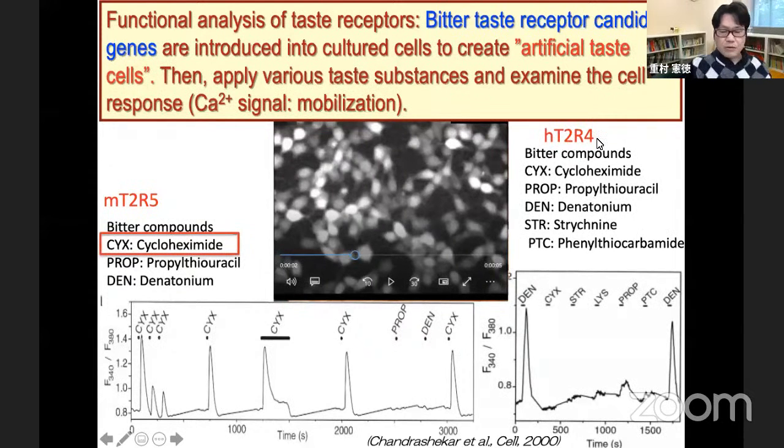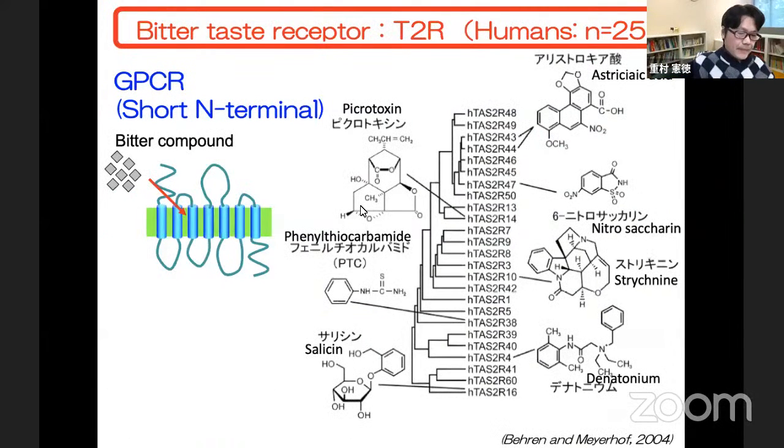Similarly, the cell with human T2R4 responded only to denatonium, but not to other bitter compounds, indicating human T2R4 is a bitter receptor for denatonium. Such results have been accumulated, and it's now clear that about 25 types of T2Rs function as bitter taste receptors in humans.